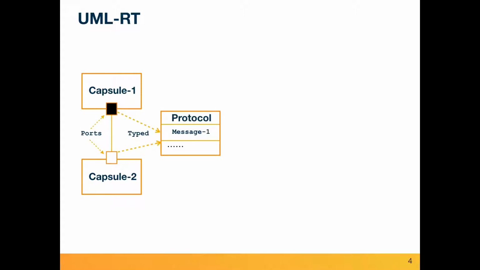Let me discuss how the proposed approach is applied for the execution of UML-RT models. UML-RT is a UML profile for development of real-time embedded systems. In UML-RT, a system is defined as a set of capsules communicating through ports. The ports are typed with protocols, and each protocol contains some input and output messages.